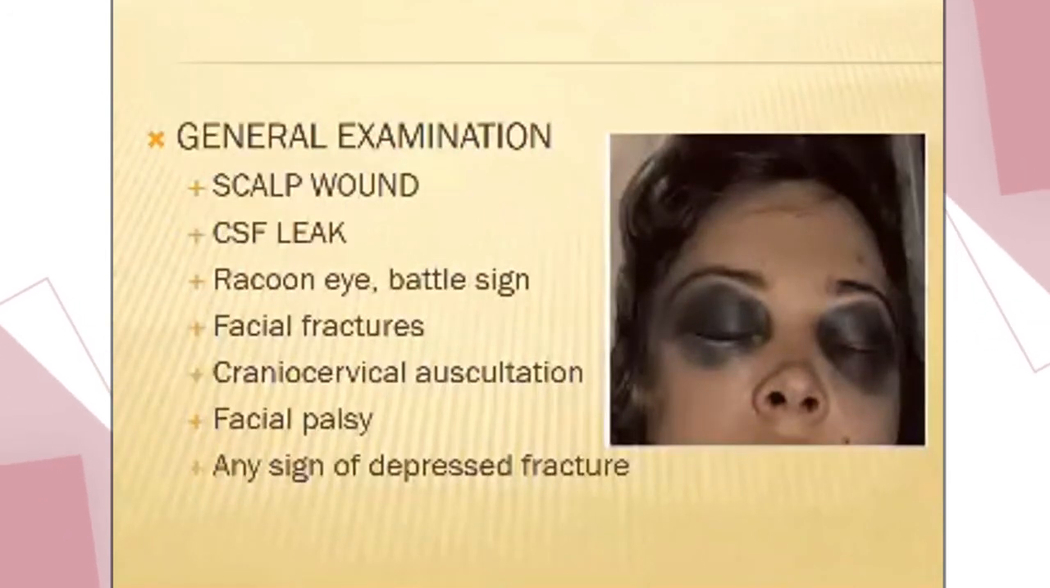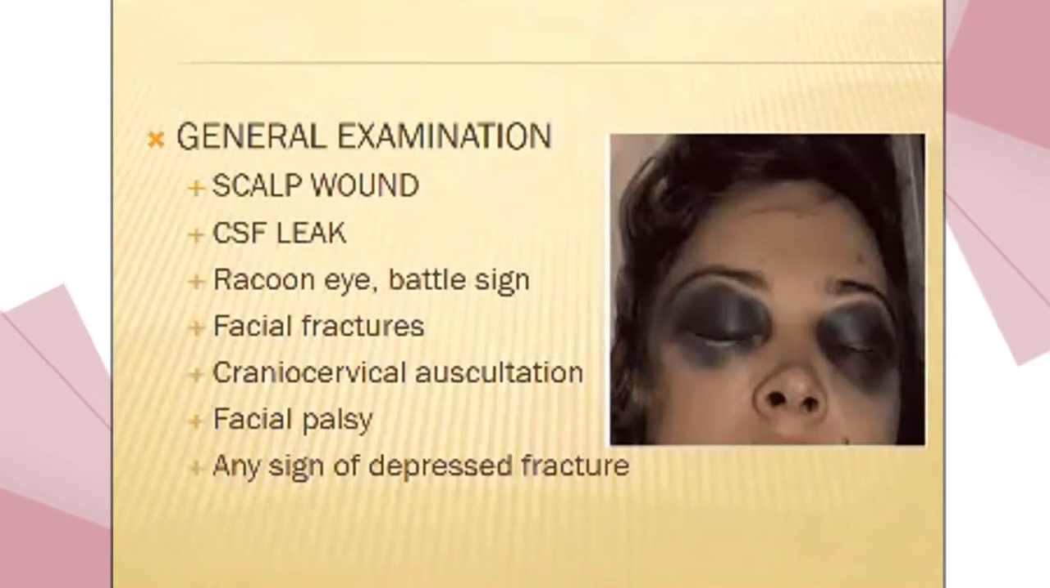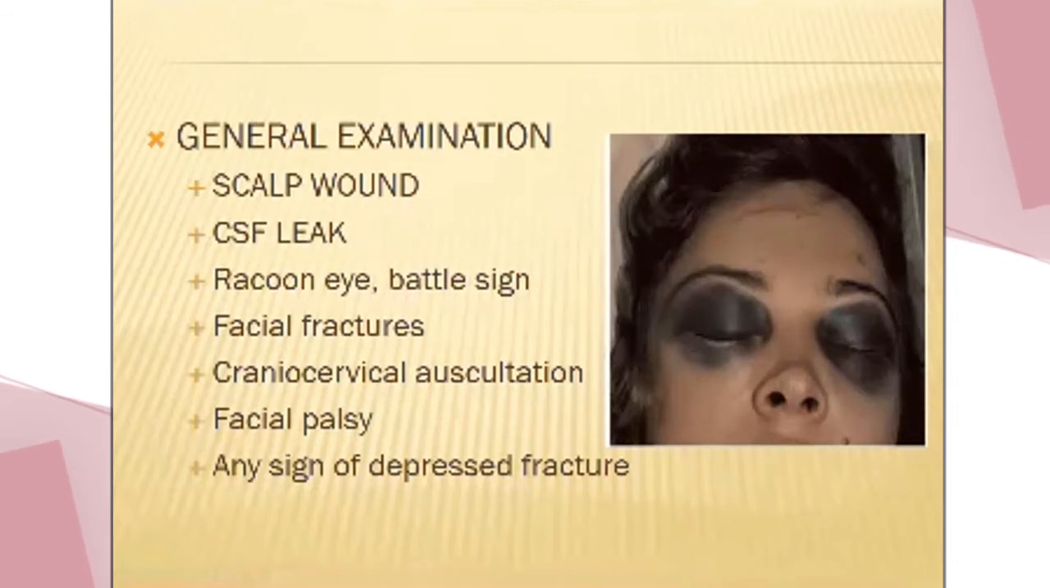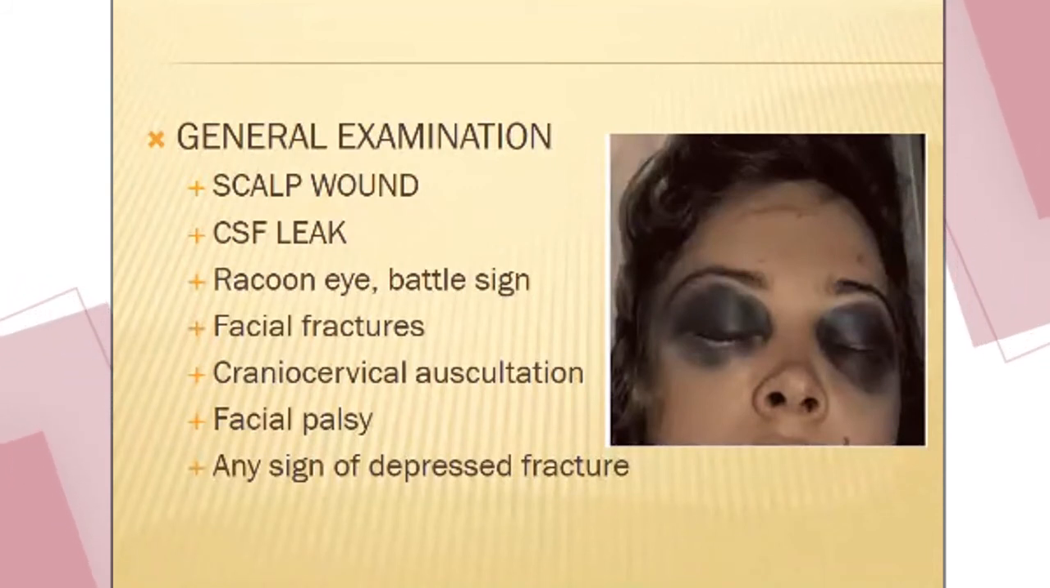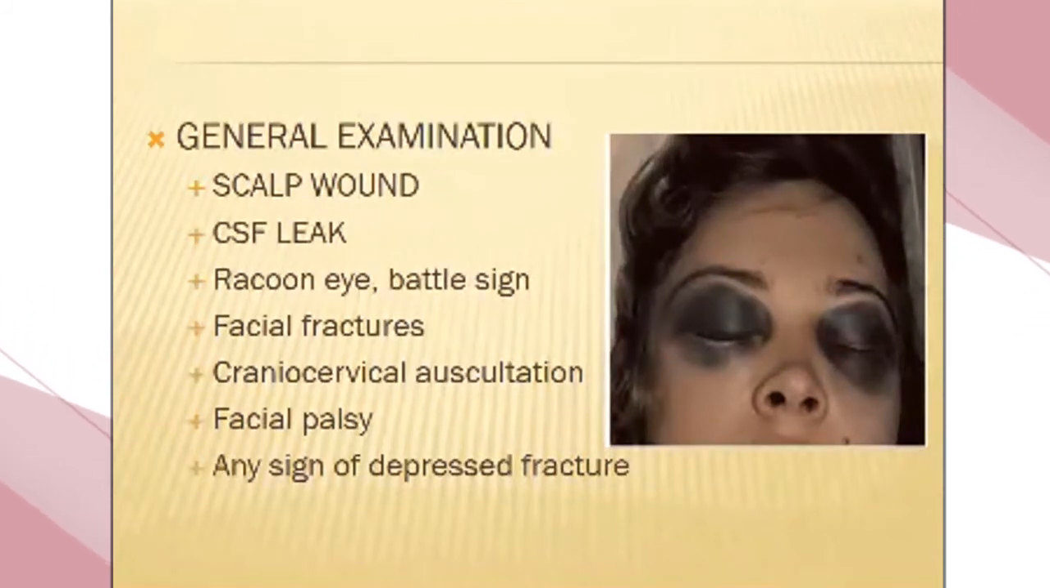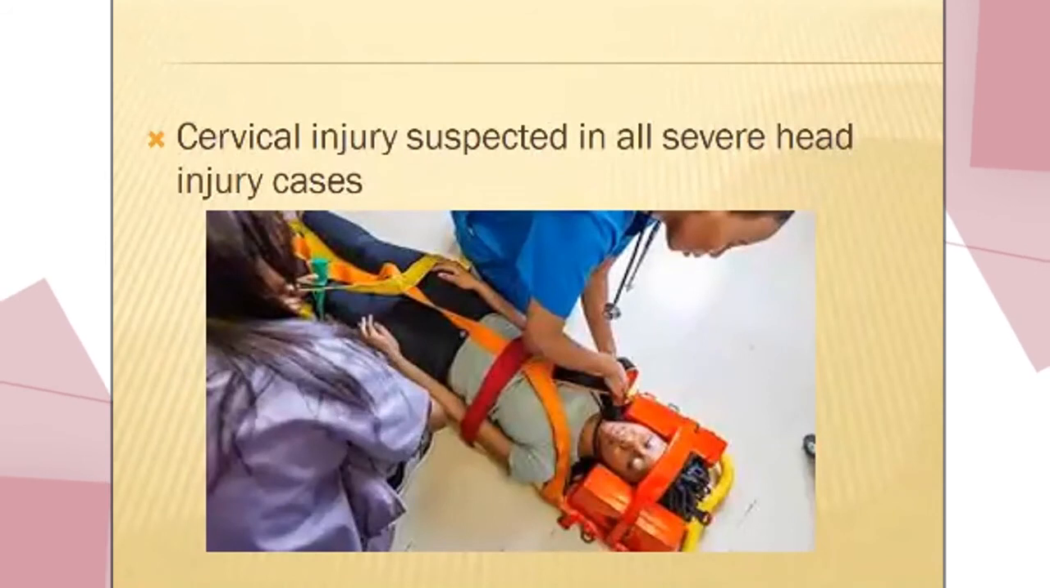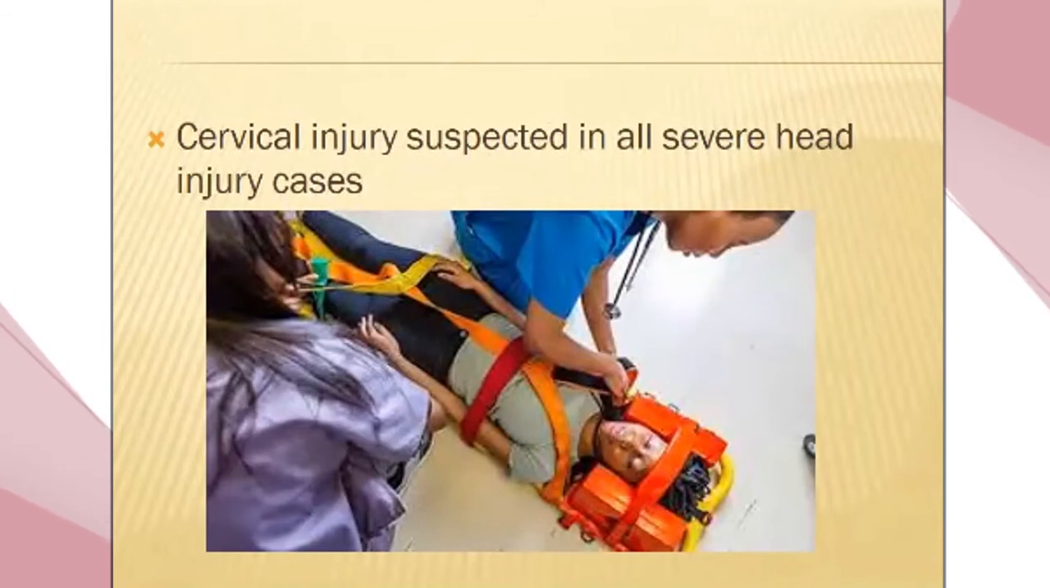We look for any scalp wound. We look for CSF leak. We look for the raccoon eye that we see in this picture, and we look for the Battle sign if there is a bruise on the mastoid area. Then facial fractures, and we do craniocervical auscultation for any carotid disruption or facial palsy, and look for any signs of depressed fracture. Cervical injury is always suspected in all severe head injury cases, and all patients with severe head injury should have the cervical spine stabilized.